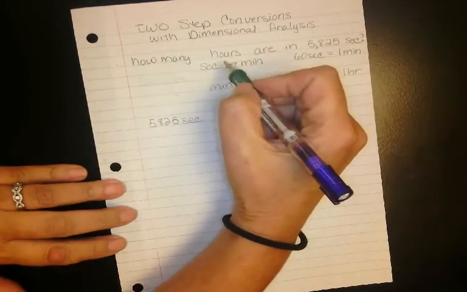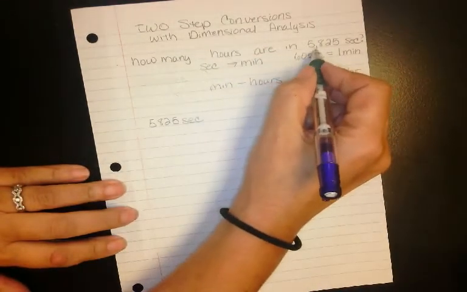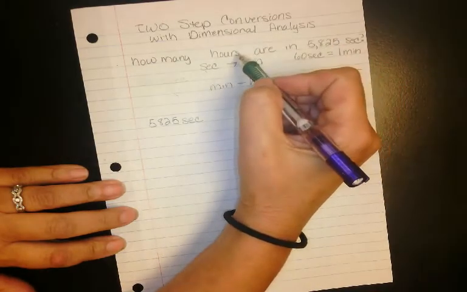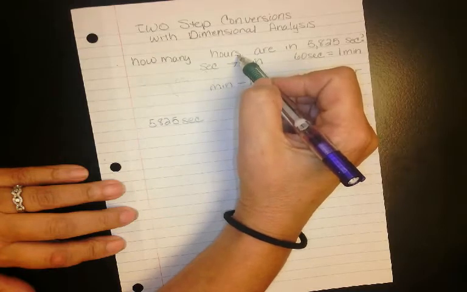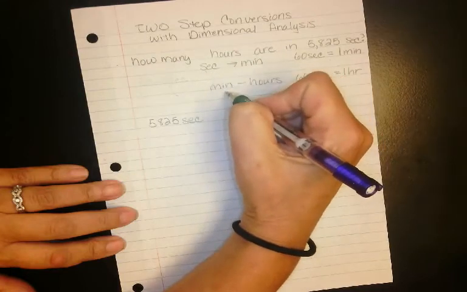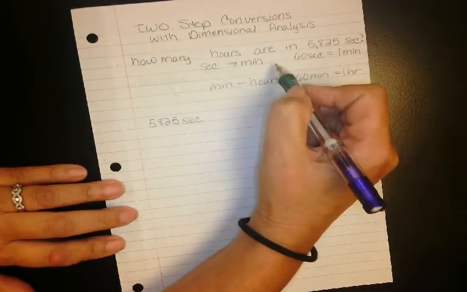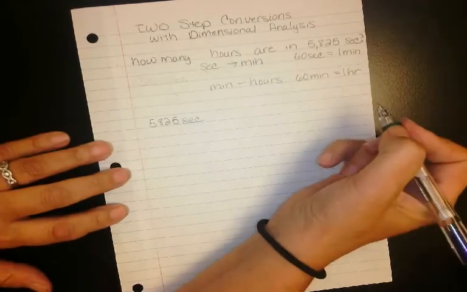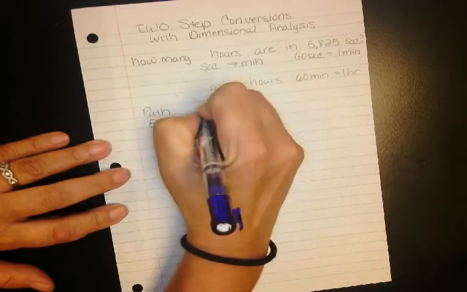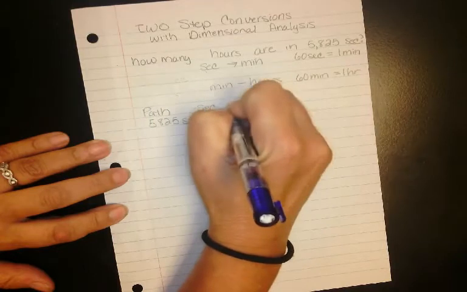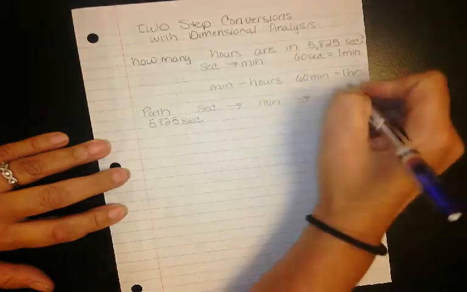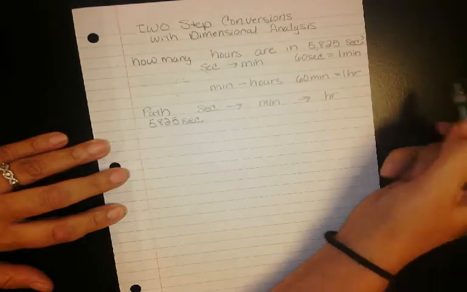So let's talk about this. How many hours are in 5,825 seconds? Well, right now, off the top of my head, I'm going to say I don't know how to go from hours to seconds, but I do know how to go from seconds to minutes, and then I can go from minutes to hours. So I can do two conversions to get there. So what I want to do is I want to write a path. And I am going to start at seconds, that's my given, and I'm going to go to minutes. That's going to be my first conversion. And then I'm going to go to hours. That's going to be my second conversion.